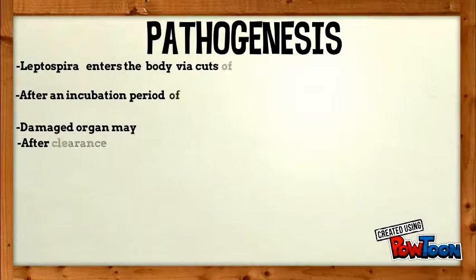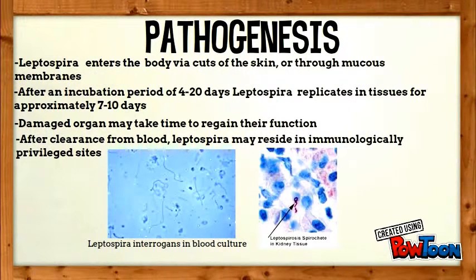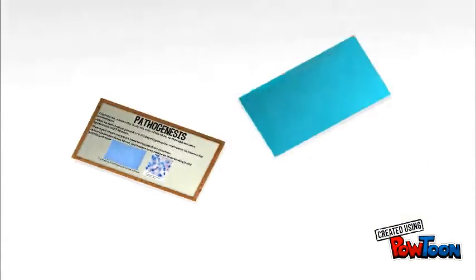So moving on to pathogenesis, Leptospira invade the body after penetrating exposed mucous membranes or damaged skin. After an incubation period of 4 to 20 days, Leptospira circulate in the blood and replicate in many tissues including the liver, lungs, and central nervous system for 7 to 10 days. Damaged organs may take some time to return to normal function after treatment. However, in some cases, severely damaged organs may not recover, leading to chronic disease or death. Despite clearance from the blood, Leptospira may remain in immunologically privileged sites, including the eye, for weeks to months.